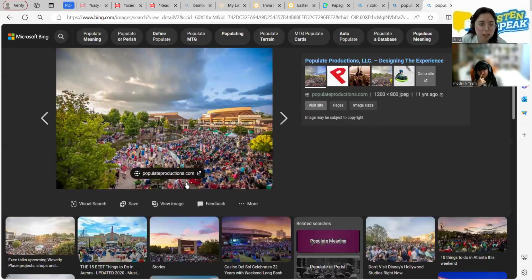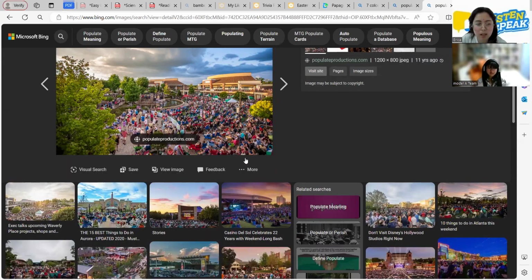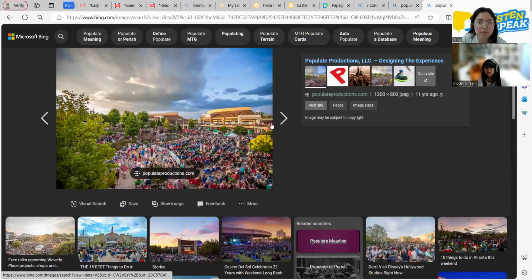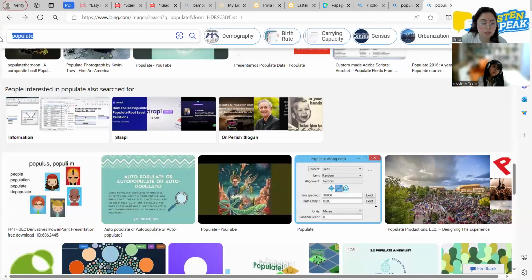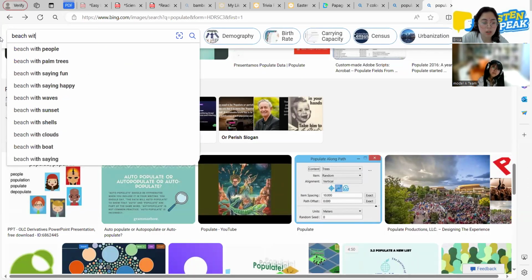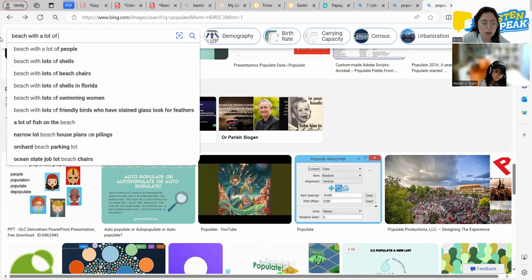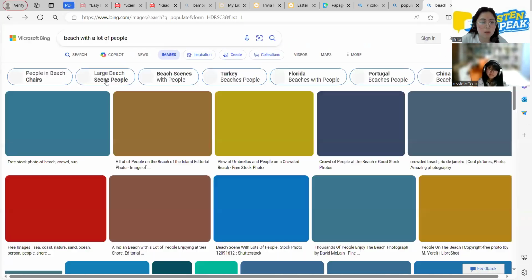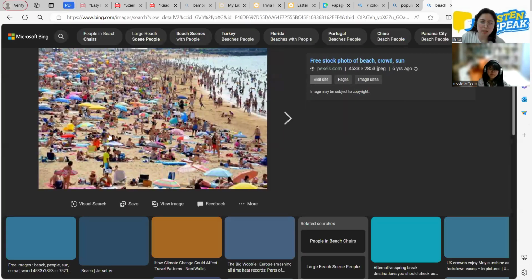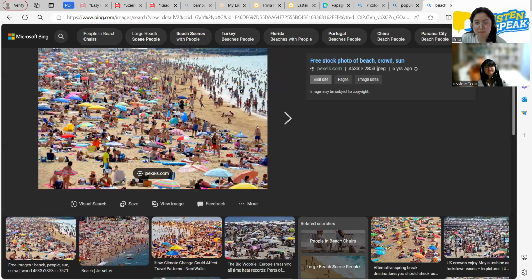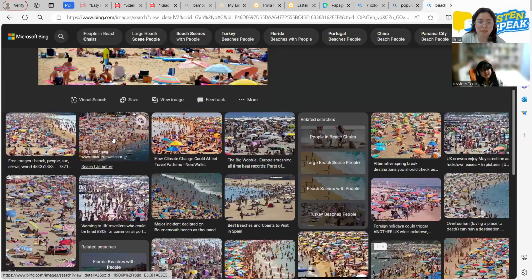Look at this one. It has a lot of people. This one is also populated. Or let's go to the beach. A beach with a lot of people. So you can see, this beach is populated.